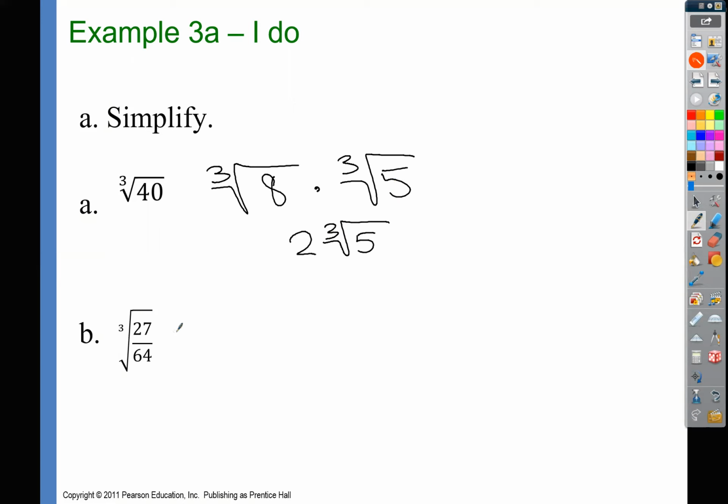Okay, so this, I can break up the cube root of 27 over the cube root of 64, 3 over 4.